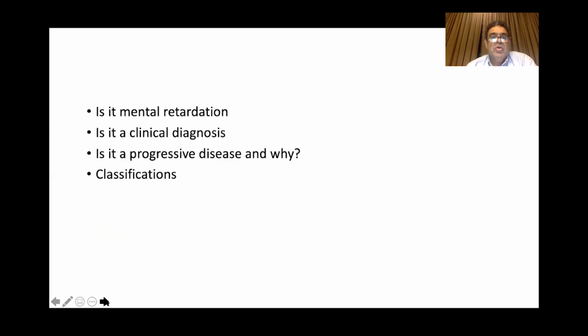First, is cerebral palsy equivalent to mental retardation? Is it a clinical diagnosis? Is it a progressive disease or a stationary disease? Different classification, and of course, we're going to discuss different orthopedic operations used in cerebral palsy children.